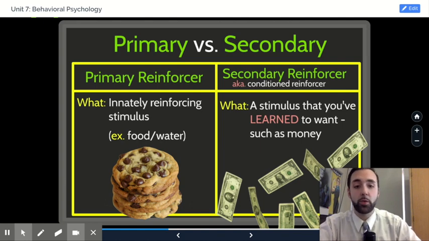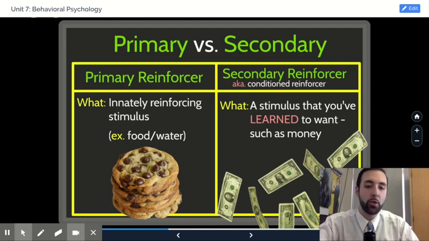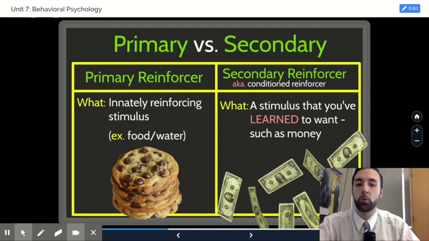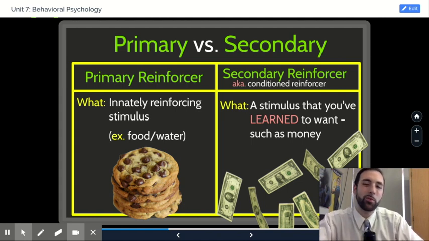Secondary reinforcers are things that you have to learn to want. So I'm talking about things like money, which is probably the most commonly cited secondary reinforcer. Praise, grades, recognition, those are all secondary reinforcers. You have to learn to want money. You have to learn to want recognition. You have to learn to want praise. Those can be powerful. Certainly in some conditions, they're incredibly powerful. But typically primary reinforcers are considered more powerful because you don't have to learn it. They are innately reinforcing in and of themselves.